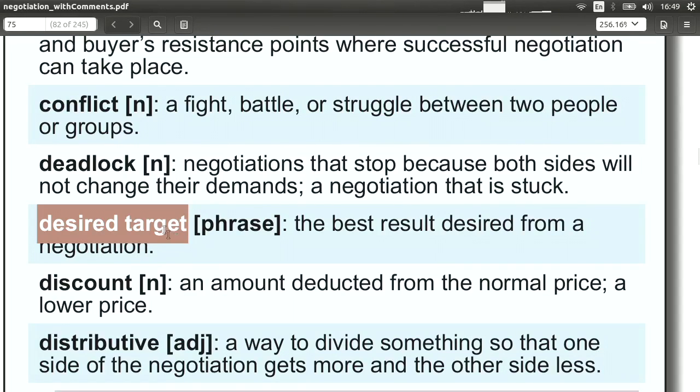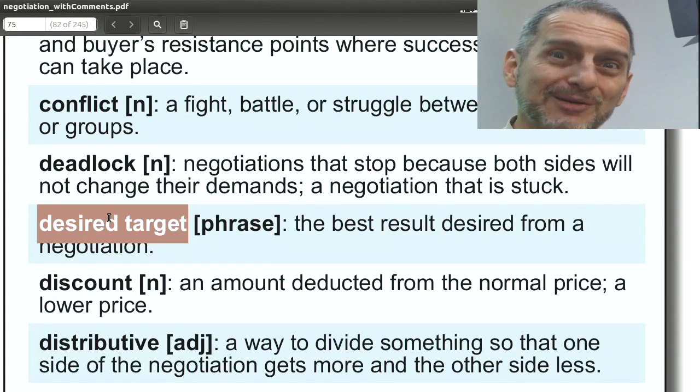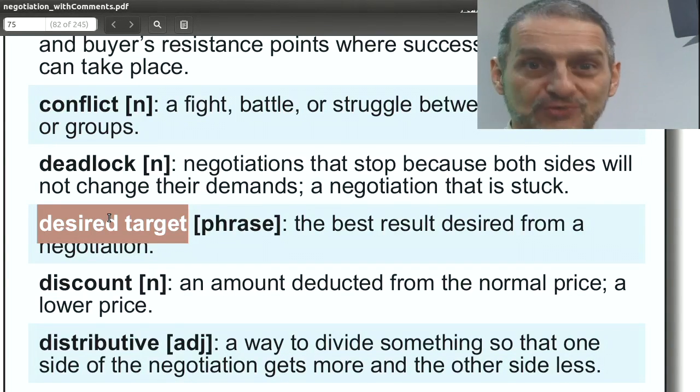Desired target. Target is what you want to hit, where you want to get. And desired is the thing that you wish you could get, the desire. So your desired target is really key to your planning. You could always just ask the other side, what's your desired target? What's your desired target price? Of course, they're not going to tell you the truth.